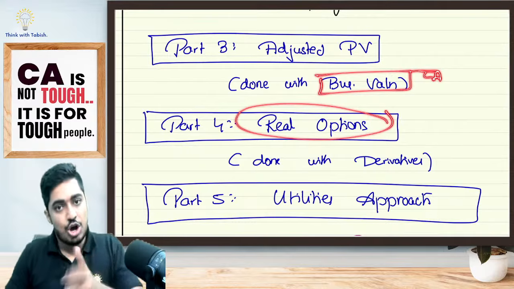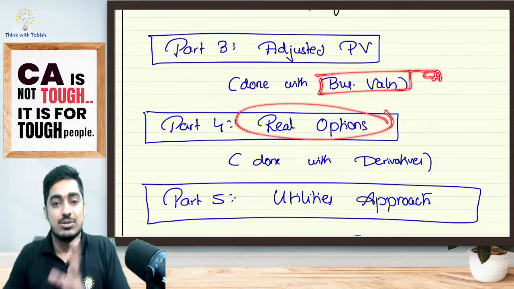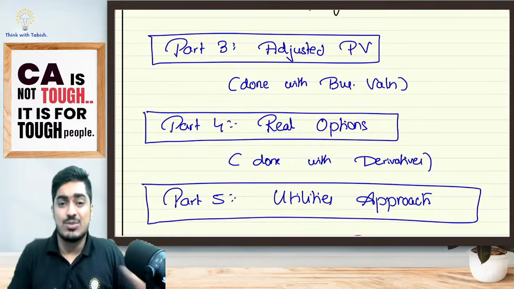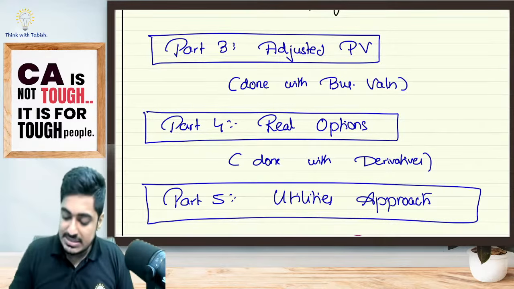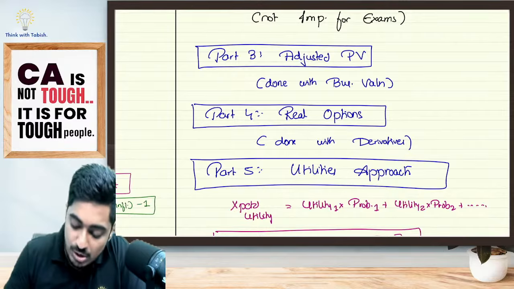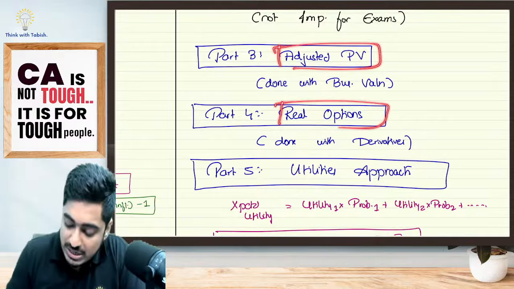Real options. Options again will come with derivatives. So I am not telling. I'll have to explain what options are, all those things. So I'm not explaining this here. So from your study material, if you want, in this chapter these are 2 points extra you can do.